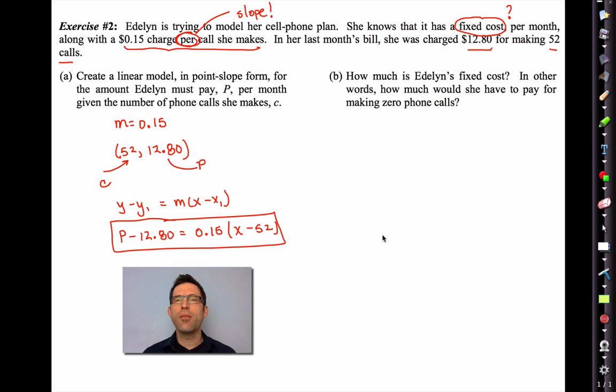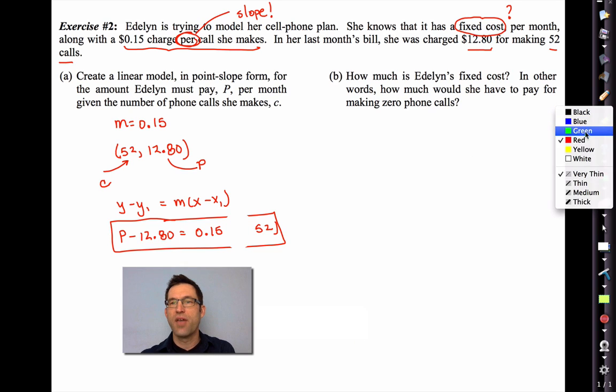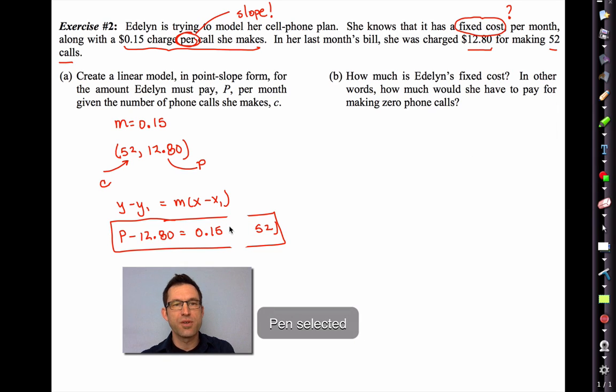Now, letter B says, how much is Edelyn's fixed cost? In other words, how much would she have to pay for making 0 phone calls? Well, there's a couple different ways we can do this. Oh, I have an X in there. I really want to have a C in there. I apologize. Wow, that erased a lot more than I thought it was going to.